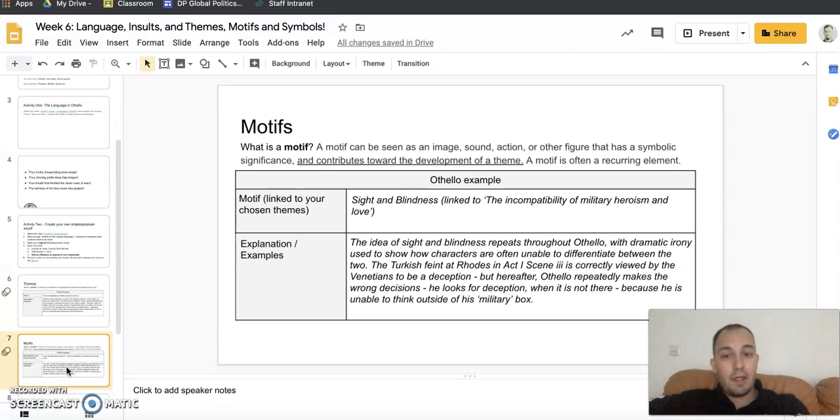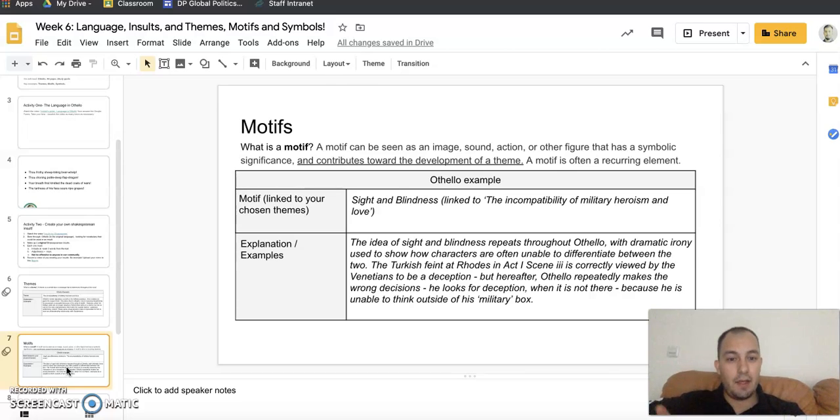And a motif can be an image, a sound, or an action that has some symbolic significance, and it contributes towards the development of a theme. So motifs are often reoccurring, and they're often linked with themes. For example, a motif I've chosen is the idea of sight and blindness. And this is obviously linked with the incompatibility of military heroism and love.